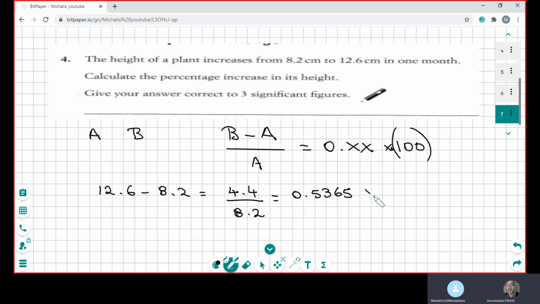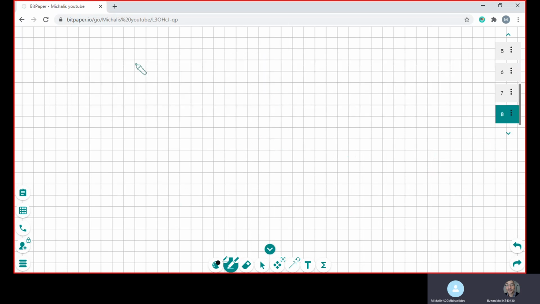And then if I times this by 100, I can make this a percentage. So the answer will be 53.7, because I need to round this to three significant figures. 53.7. Remember, three significant figures, just to remind you the method of three significant figures.